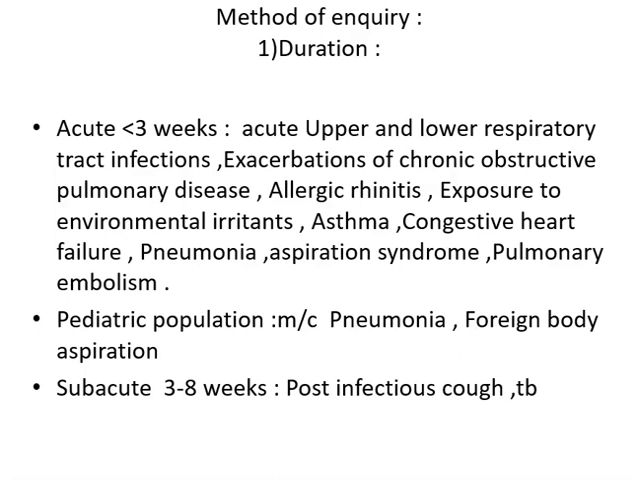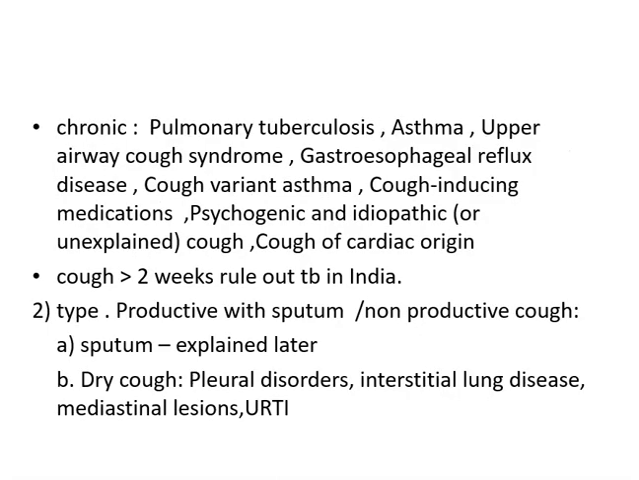In the pediatric population, most common causes are pneumonia and foreign body aspiration. Subacute is from 3 to 8 weeks, such as post-infectious cough and tuberculosis. Chronic causes are most commonly pulmonary tuberculosis, asthma, upper airway cough syndrome, GERD, cough variant asthma, cough inducing medications, psychogenic or idiopathic cough, or cough of cardiac origin. In India, cough for more than 2 weeks with sputum should raise suspicion of tuberculosis.